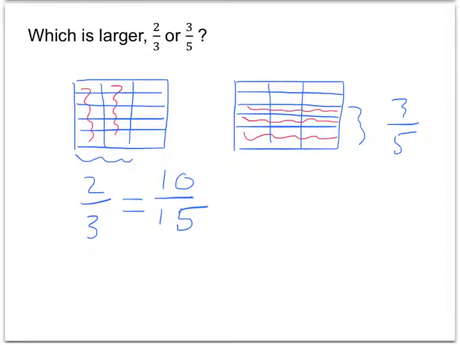Well, let's do the same thing over here in this picture. We see that again we've got 3 columns of 5 pieces in each column, so there's a total of 15 pieces.